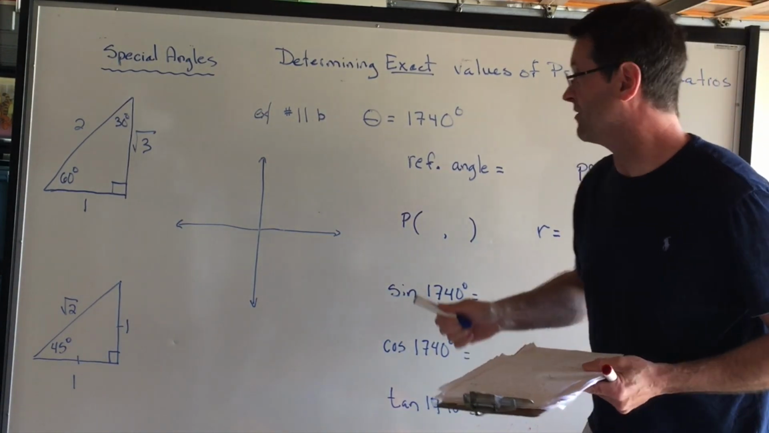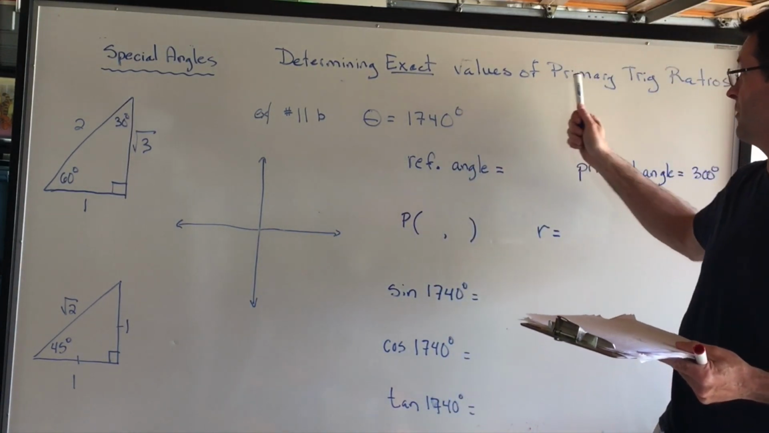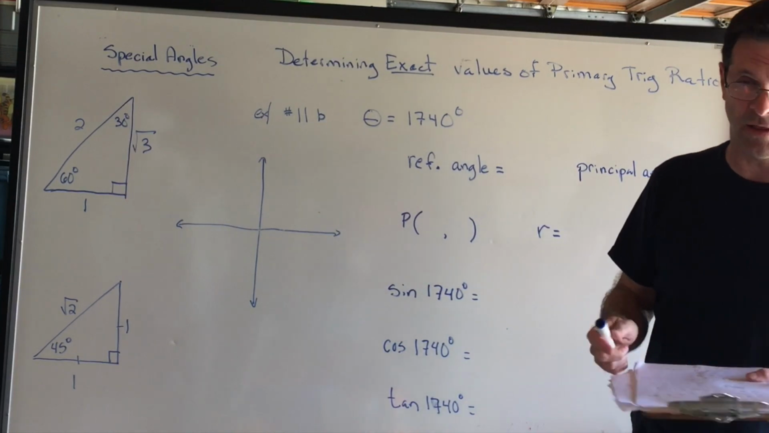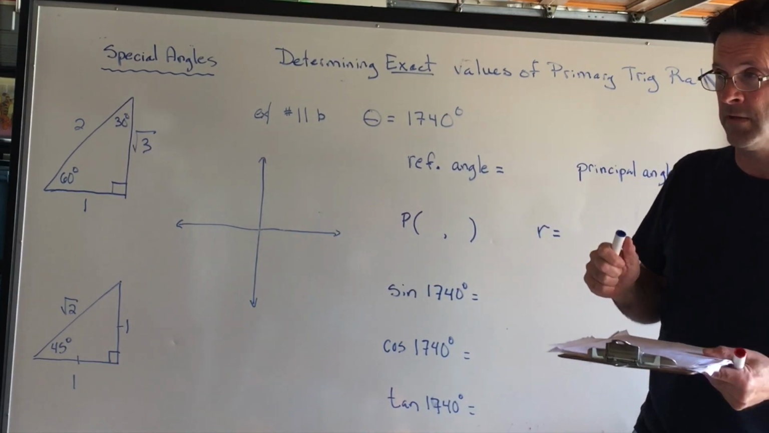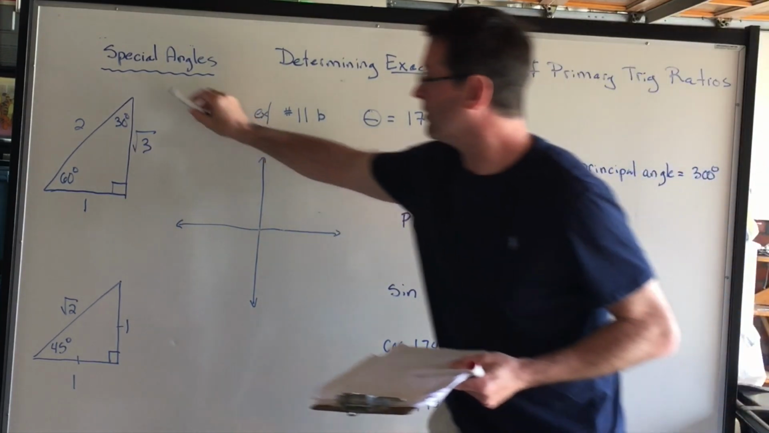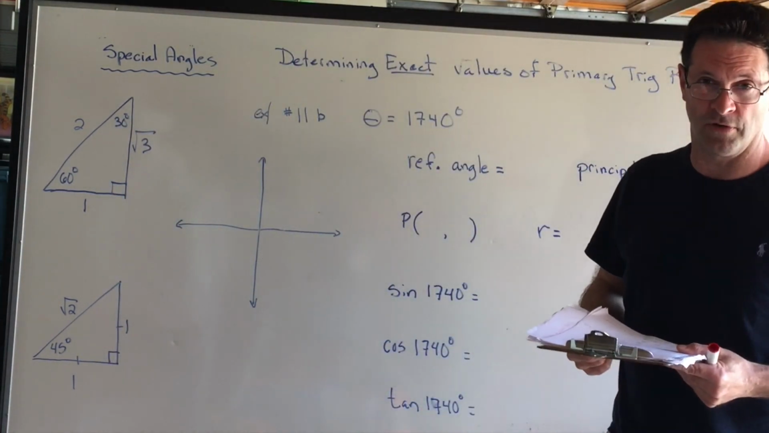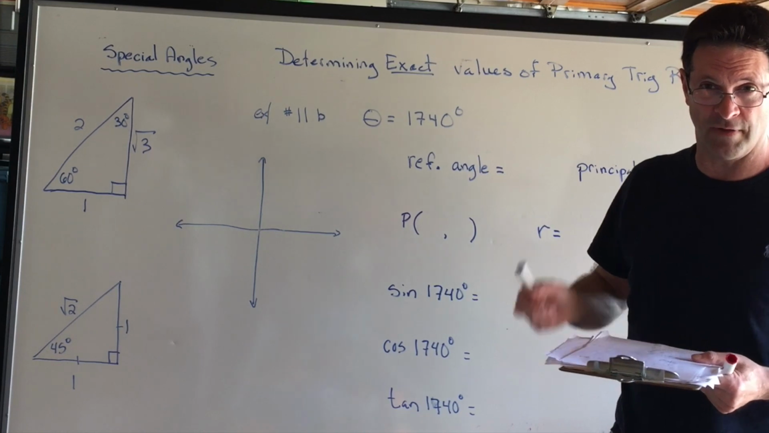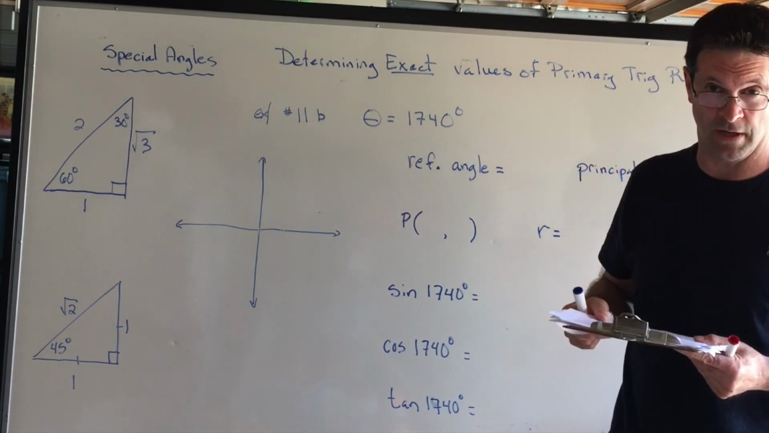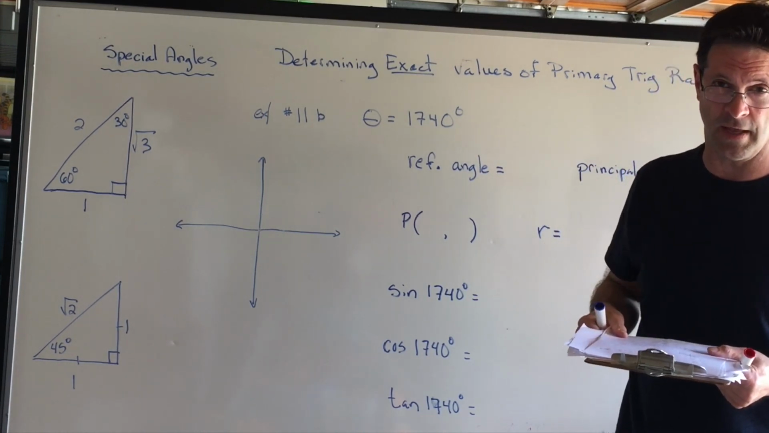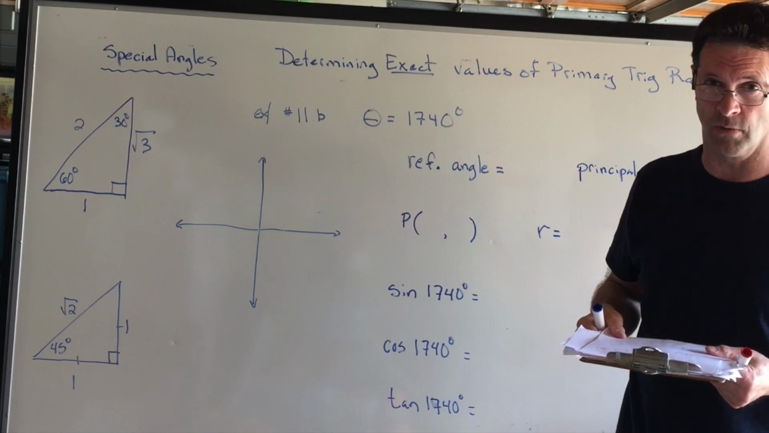Now, number 11 asks for exact values of primary trig ratios. So that's an indicator that you're going to have to use the special angle triangles, and I've drawn them up here to help you come up with your trig ratios. You also have it at the bottom of the web page that I have. There's a handout. You can click on that and keep that handy as well when you're doing your homework.